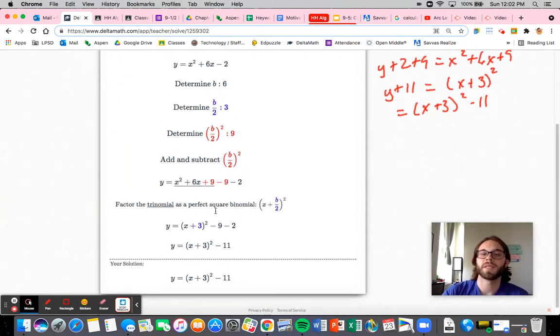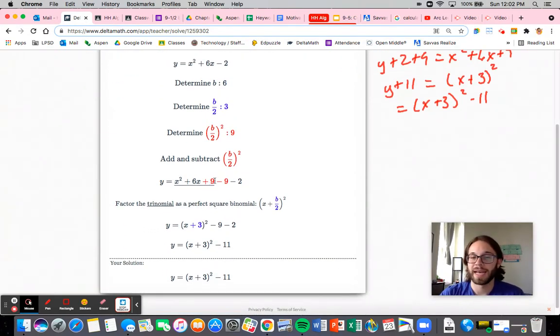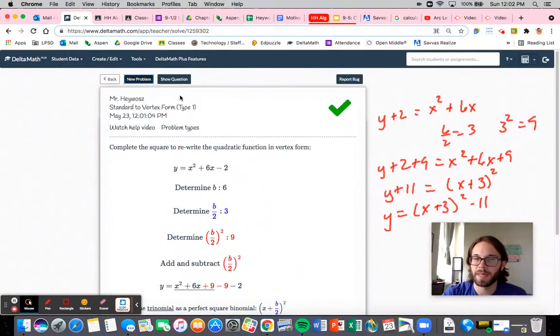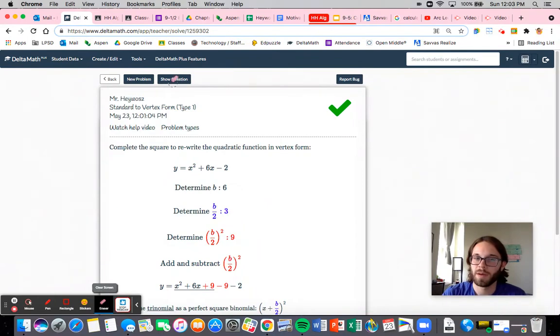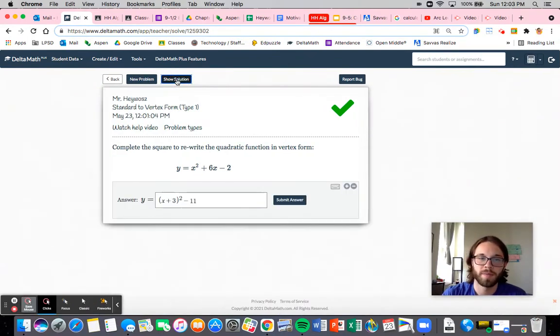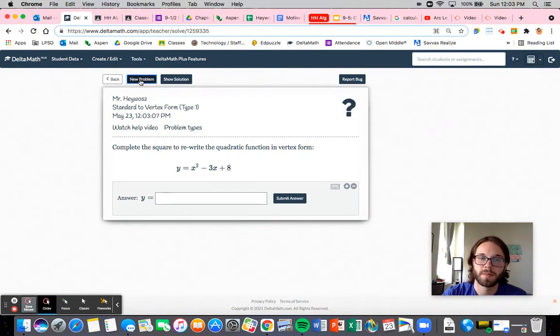So as you can see here, what I mean, they just add the 9 and subtract the 9 from the same side. I find that a little bit confusing sometimes. I like to move it over just so that way I don't lose track.